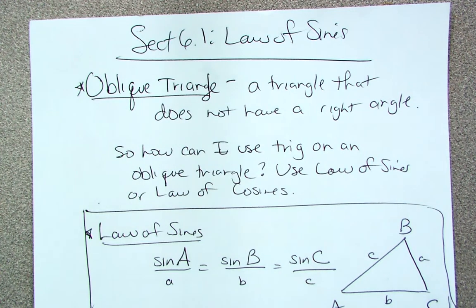First thing is the definition of an oblique triangle. What's an oblique triangle? It is a triangle that does not have a right angle. That's all it is. It's just a triangle that doesn't have a right angle.